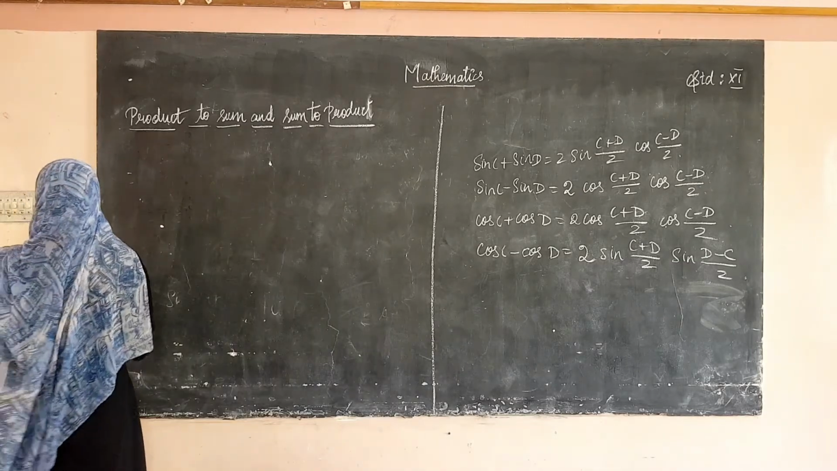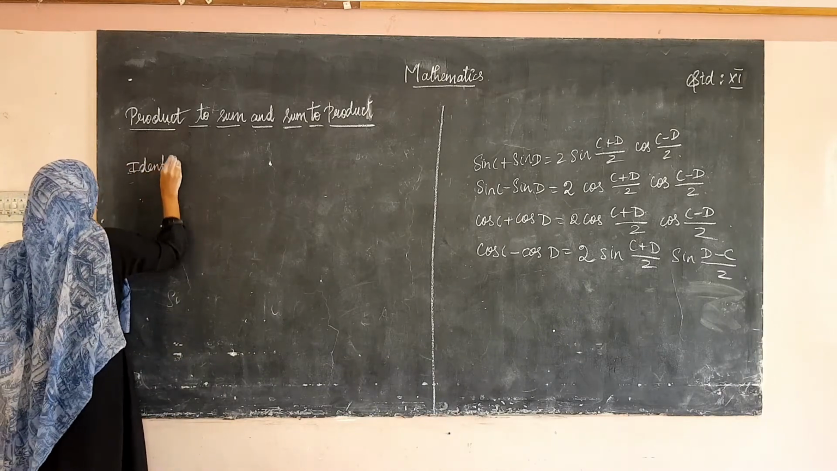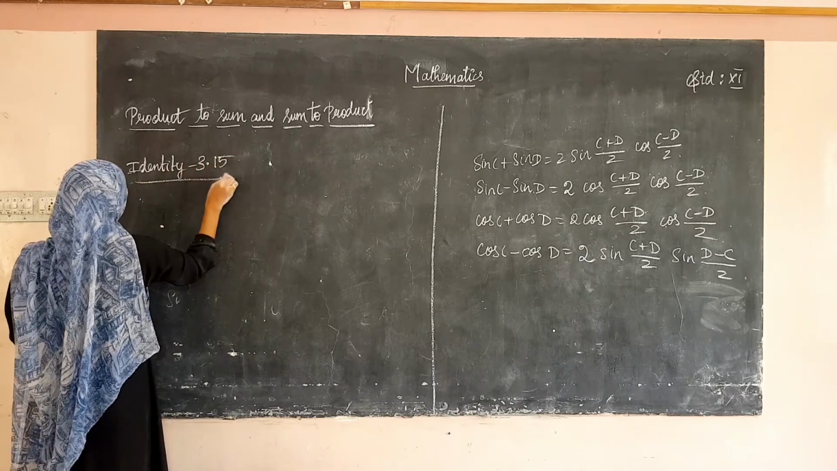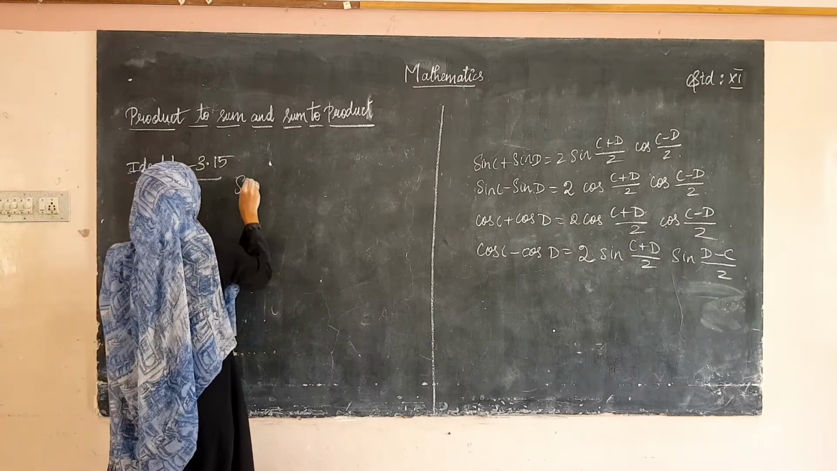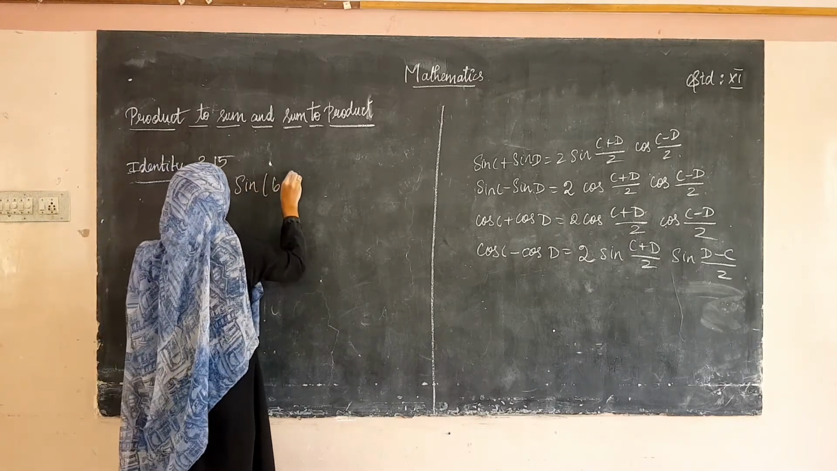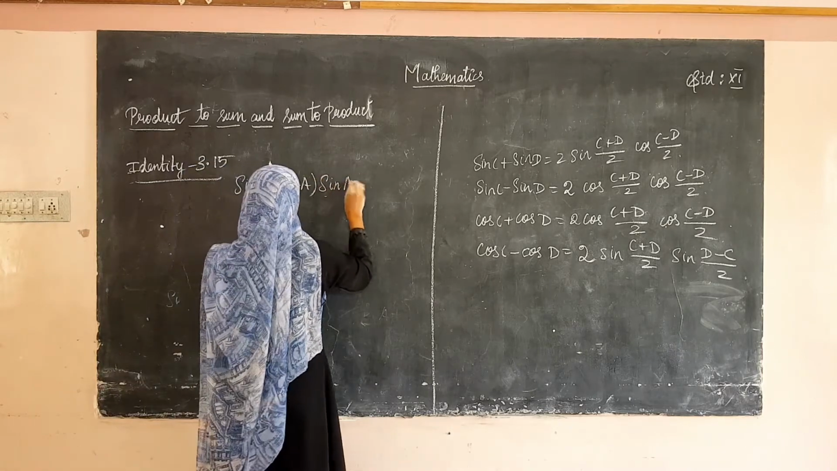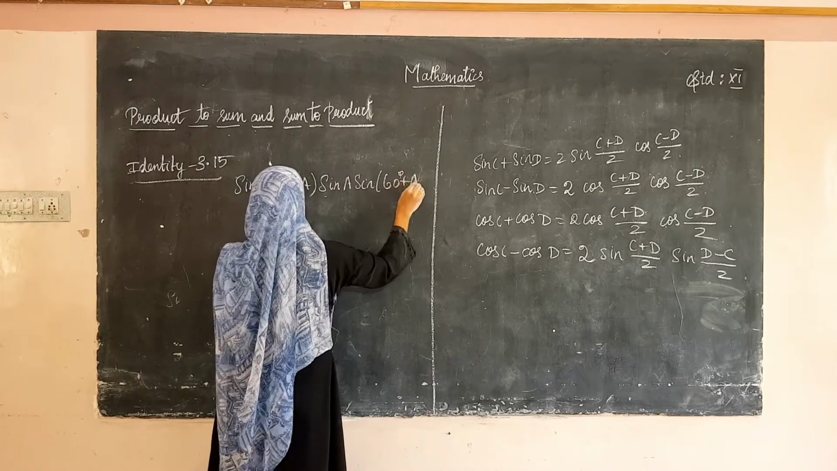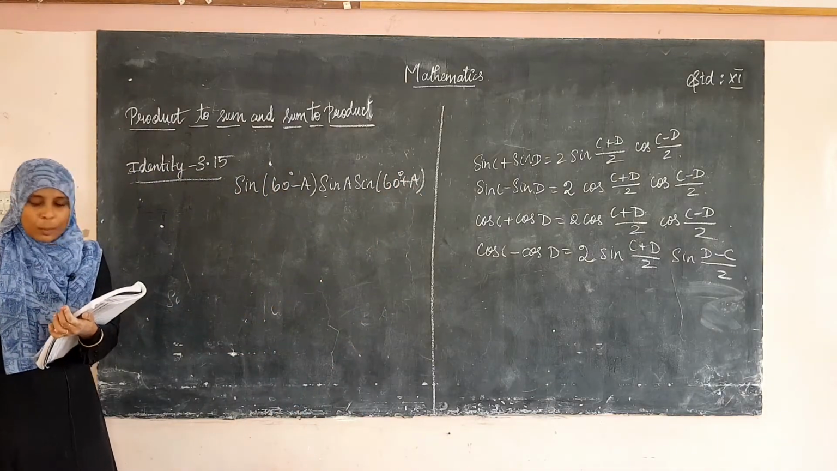Okay, now let us see the identity 3.15. Prove that sin(60° − A) sin A sin(60° + A) is equal to 1 by 4 into sin 3A. So we have to prove that.